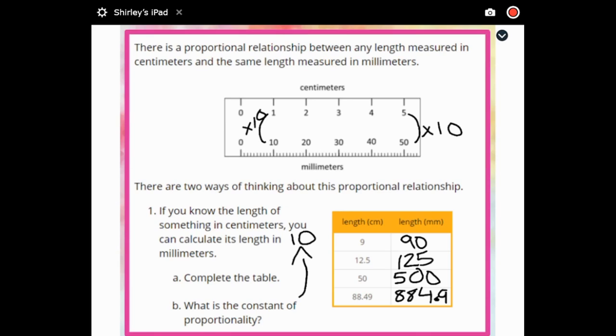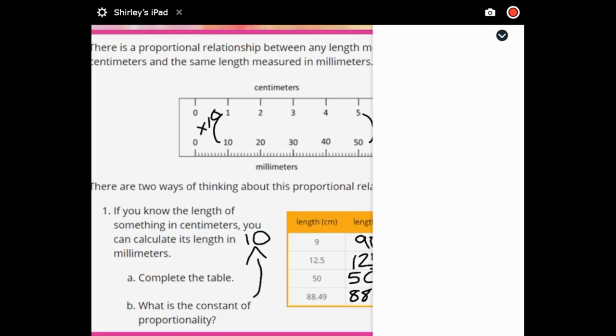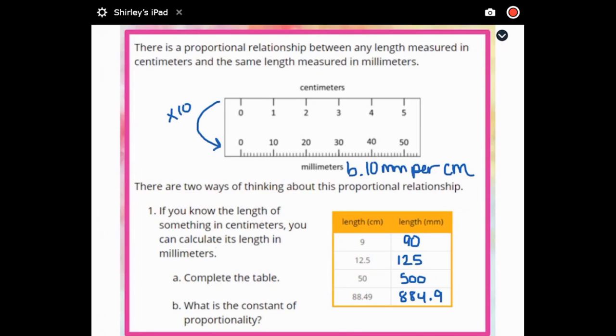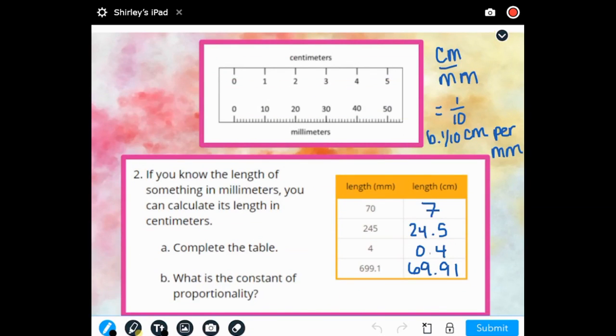But we want to be careful here because I see a lot of you doing this same thing. Question B is correct. Constant of proportionality is 10, but we want to emphasize what the unit is. So we don't want to just say 10. You always want to use your unit and it's right to left. So what I mean by that is that when we're explaining what that constant is, we want to make sure that we're saying 10 millimeters per centimeter. It's always the right side for one change in the left side. So I have 10 millimeters per centimeter. So keep that in mind as you work through the next one.